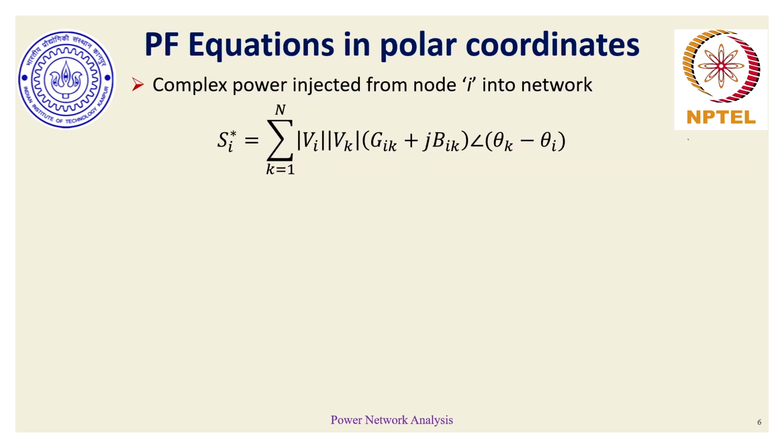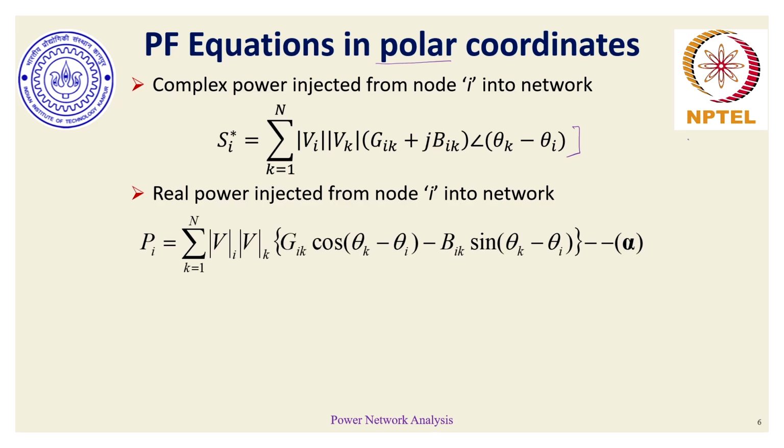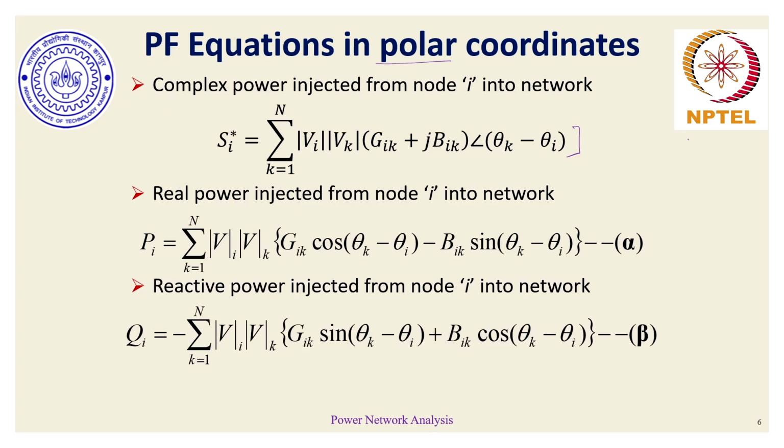Going ahead, if we assume our voltages to be in polar coordinates, we have seen this expression of complex power, which is the conjugate complex power. From there, we can separate out the real part as well as the imaginary part, and we call these equations alpha and beta. I'm not going to spend much time on how these are to be evaluated, but I can give you a brief indication of how this can be done.